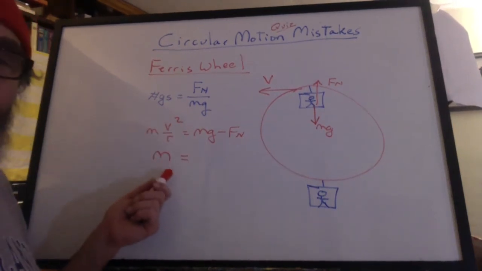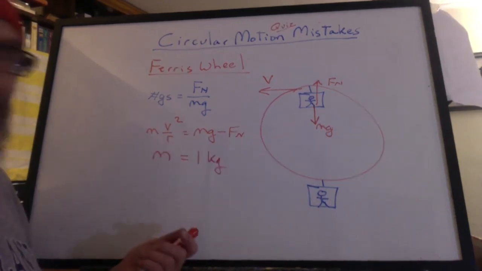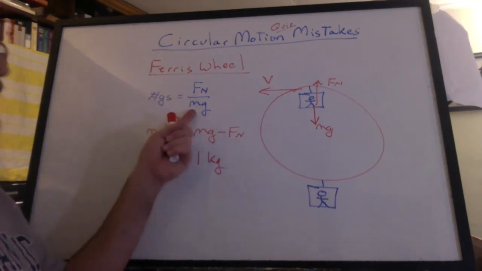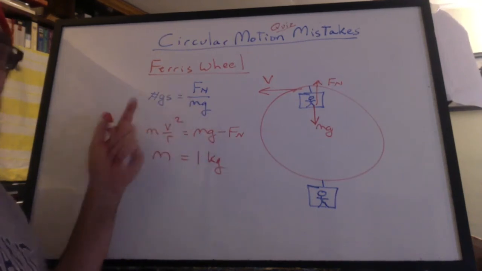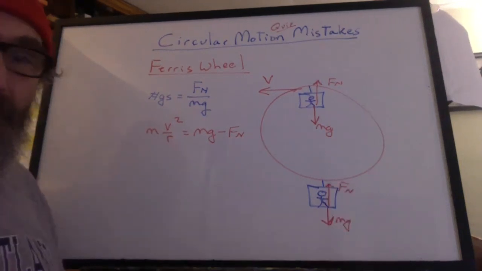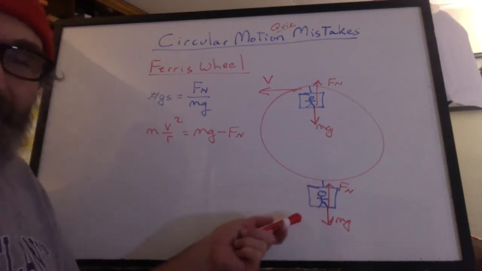Hey, if I don't give you a mass, and you know the mass doesn't matter, just make it 1 kilogram. Plug in 1 kilogram for everything, calculate Fn. Put it up here, divide by mg. You're going to get the number of g's. Now, what about at the bottom? I don't know the answers to these things. I got to draw the free body diagram and figure it out.